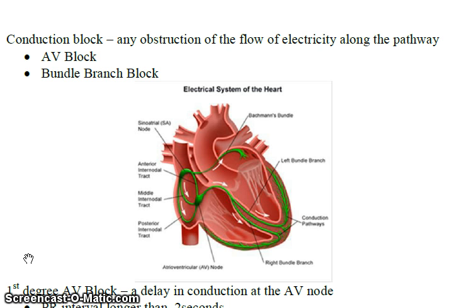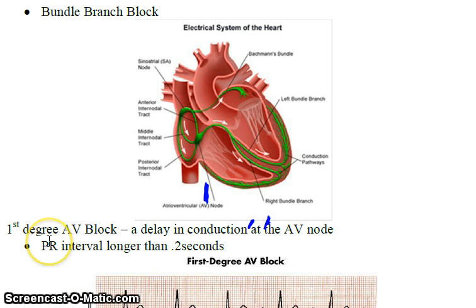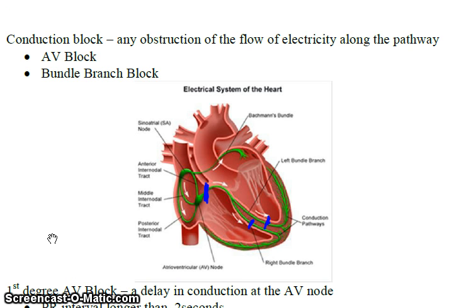This image demonstrates the pathways. If a patient has an AV block, then they have an obstruction just below or at the AV node. At the AV block, as it suggests, the flow of electricity gets blocked at the AV node. If the patient has a right bundle branch block, then the obstruction of flow occurs on the right bundle branch, or with a left bundle branch block, the obstruction is occurring somewhere on the left bundle branch. Now, we're only going to talk about the AV blocks, but know that there are bundle branch blocks also, and they occur at the bundle branches.